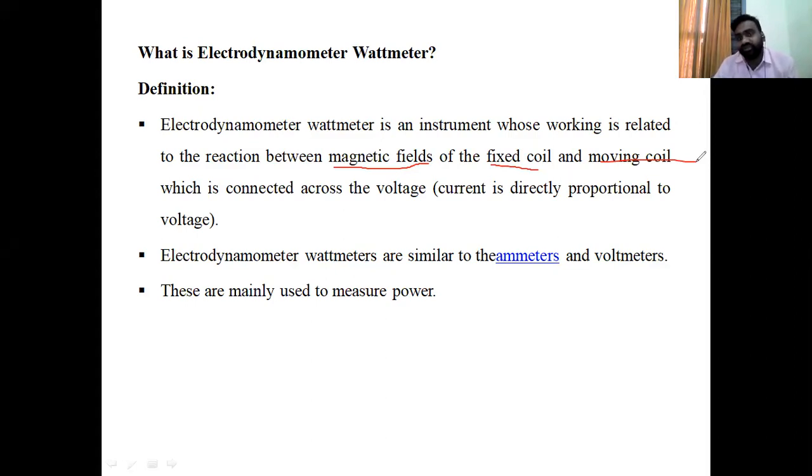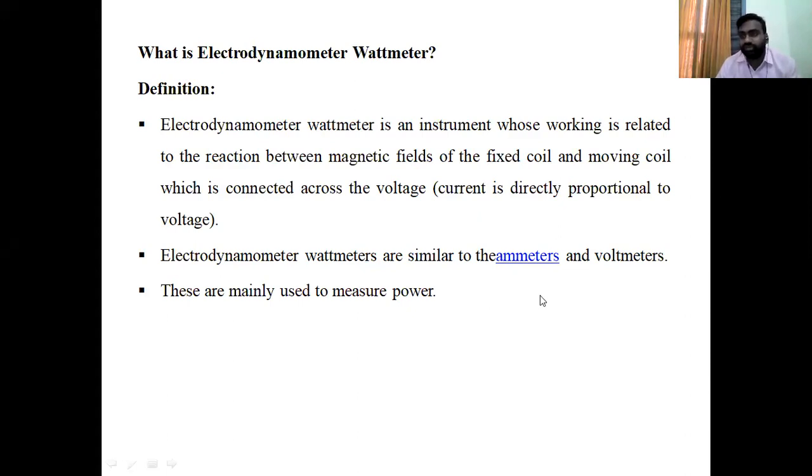What is the working definition of electrodynamometer type wattmeter? The electrodynamometer type wattmeter works on the principle of magnetic field. The magnetic field is created in between two coils.